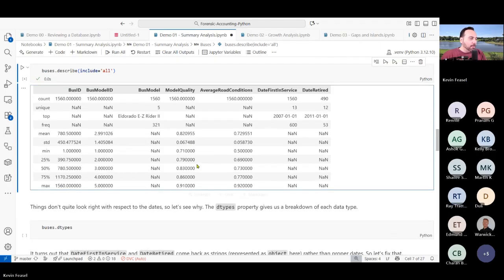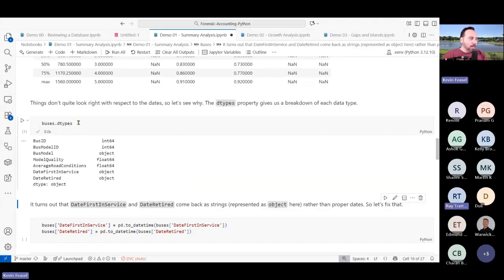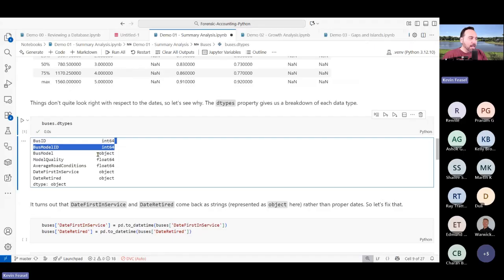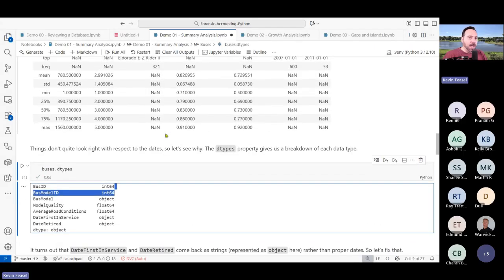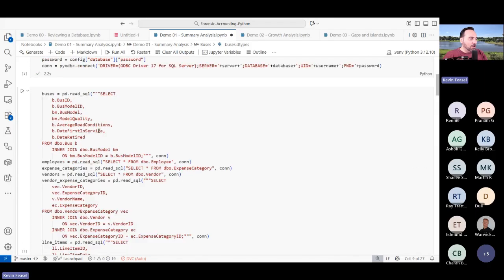I can also look at the dtypes property, and this will give us the data type for each one of these columns in this pandas data frame. So buses, let me just scroll back up.